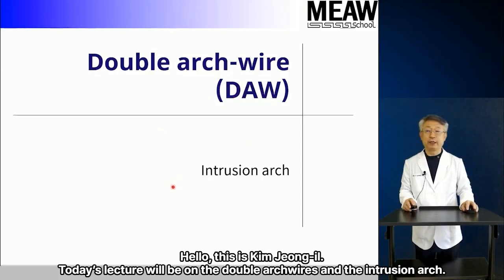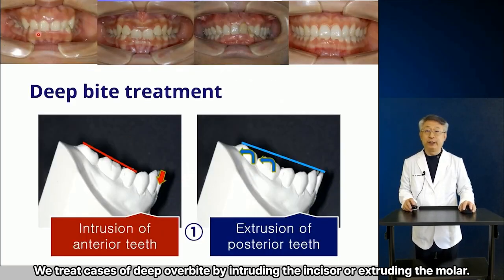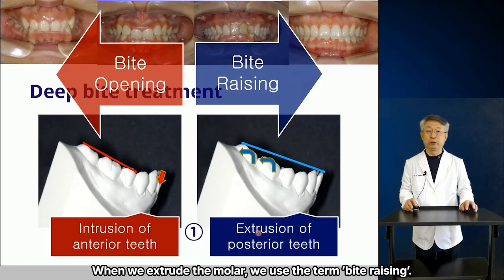Today's lecture will be on the double arch wires and the intrusion arch. We treat cases of deep overbite by intruding the incisor or extruding the molar. When we intrude the incisor, we use the term bite opening. When we extrude the molar, we use the term bite raising.